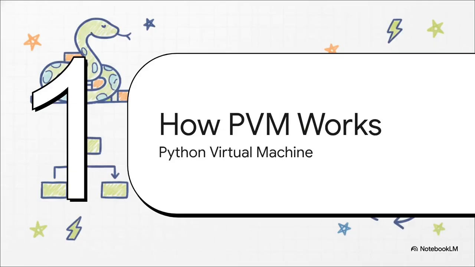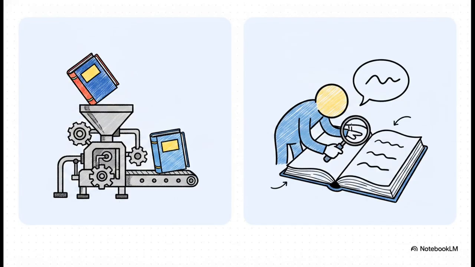Moving right along to Section 2, How the PVM Works. We are about to visualize the unseen magic that happens when you press Run. When you type out your code and click the Run button, the output seems to just magically pop up on your screen. But to understand what's really going on, we have to clear up some beginner confusion and distinguish between two key concepts, a compiler and an interpreter.